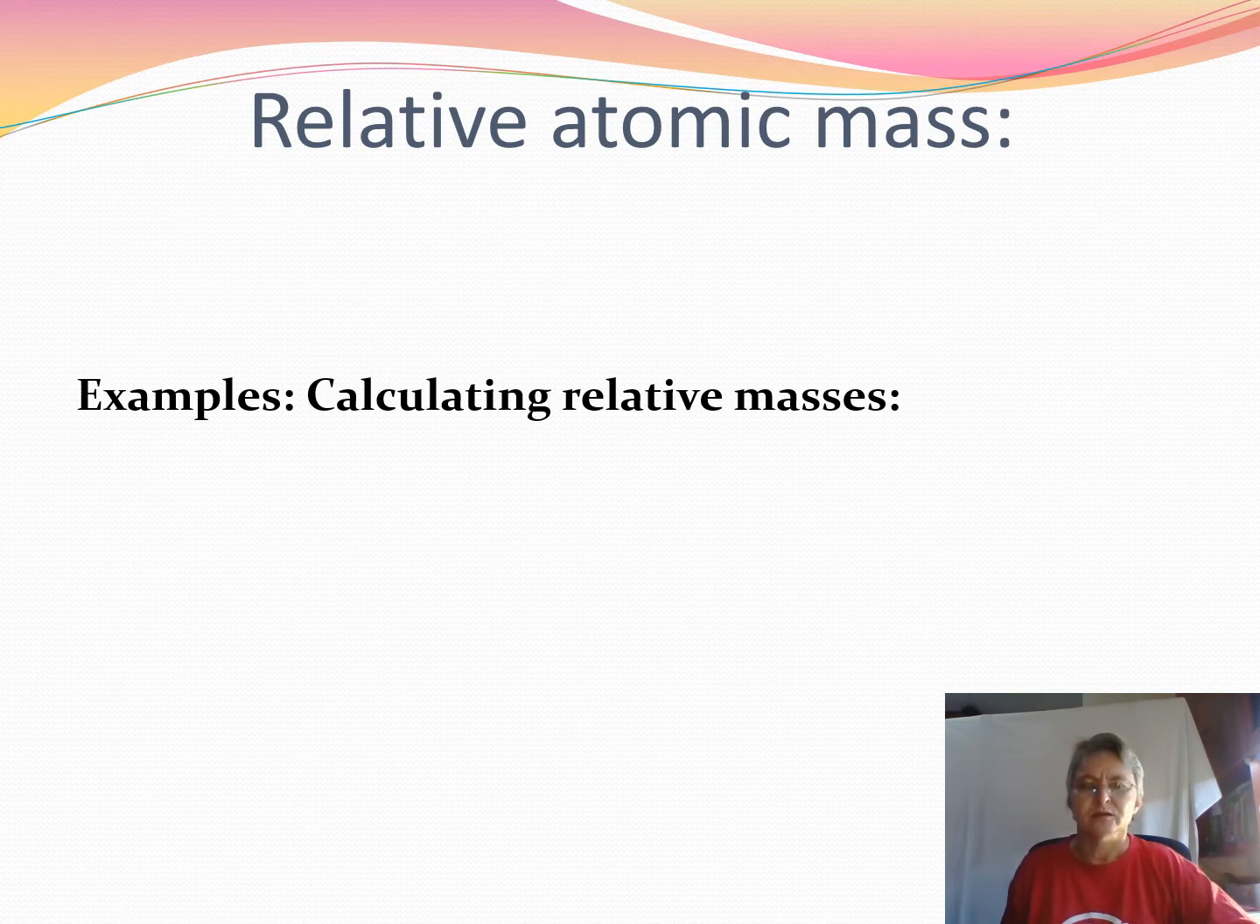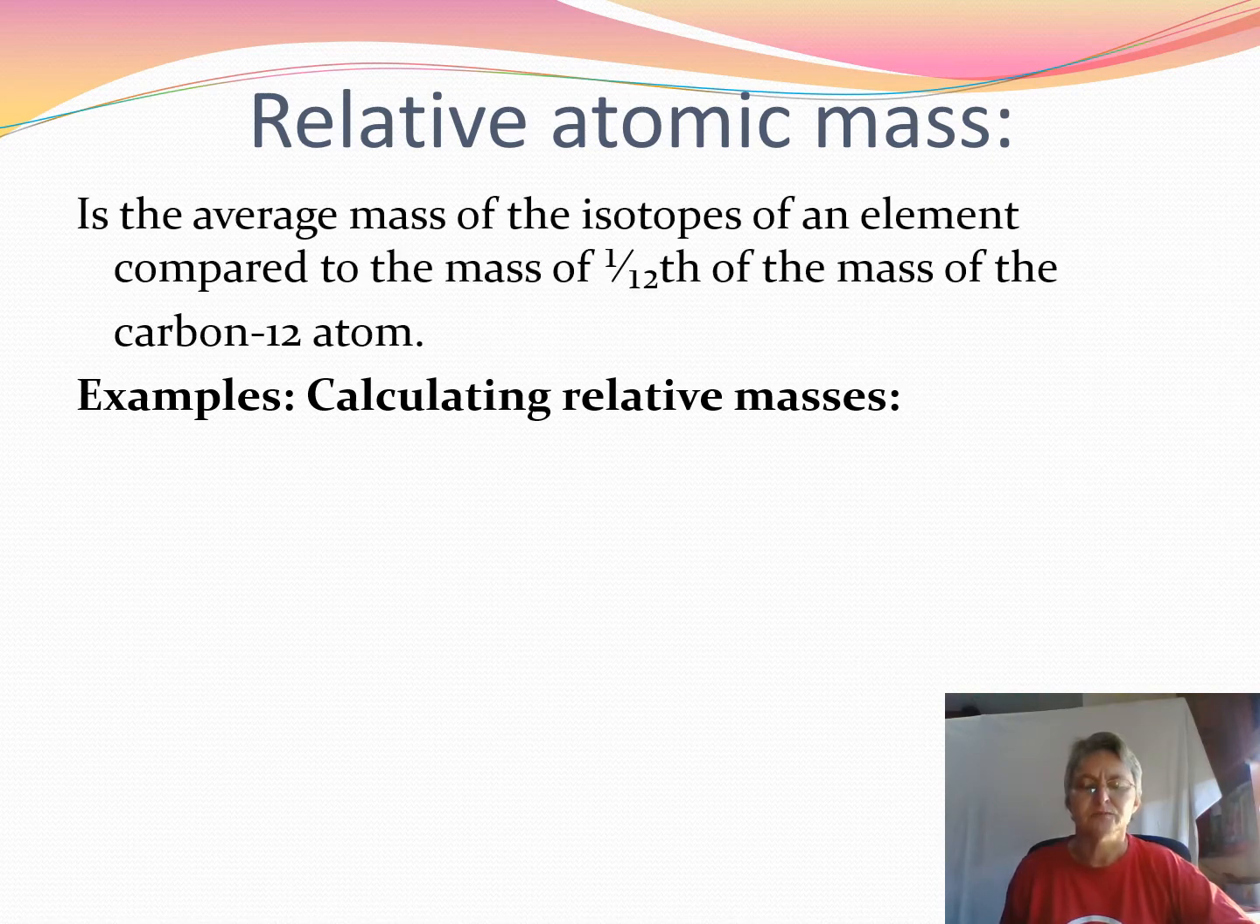Next we get the relative atomic mass as a definition. It is the average mass between the isotopes of the element compared to the mass of 1/12 of the mass of carbon-12. So 1/12 is 1. 1/12 of 12 is 1. 1 times 1 will give you the mass of hydrogen, which is 1. 16 times 1 will give you the mass of oxygen's isotope.